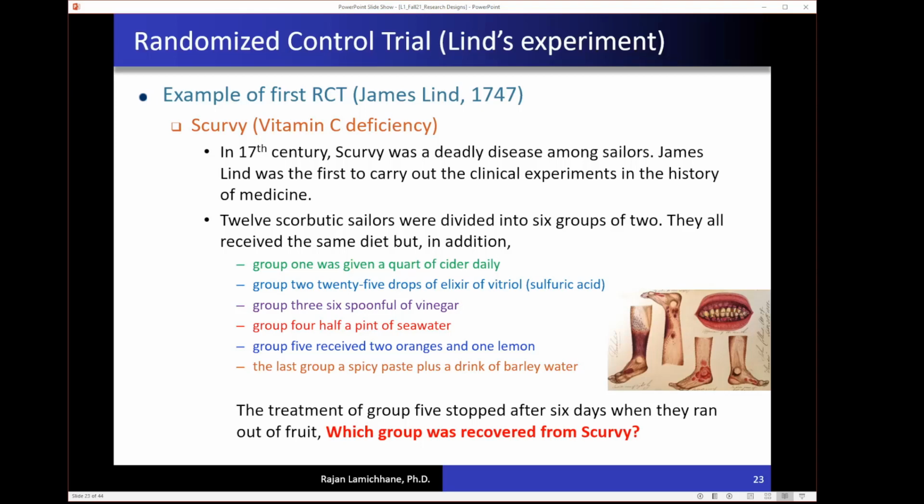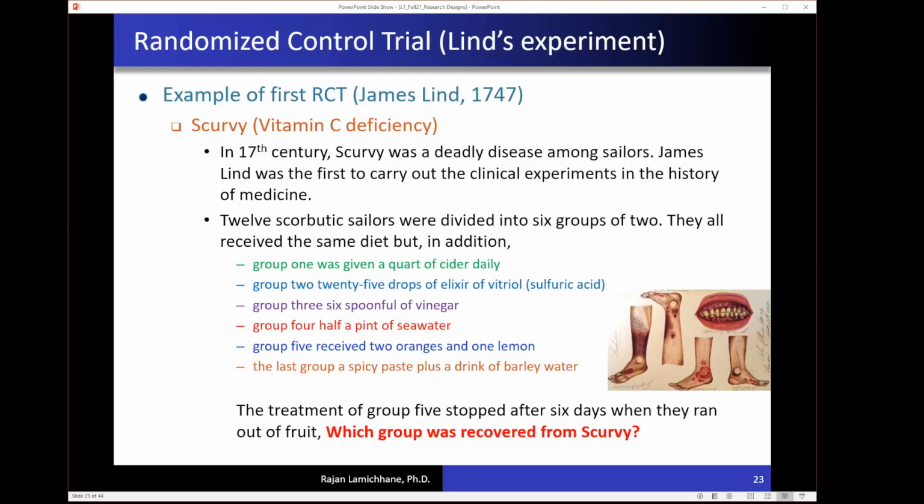James Lind was the first to carry out a clinical experiment in the history of medicine. In his experiment for scurvy, he selected 12 scorbutic sailors and divided them into 6 different groups, and for each group he gave a different diet. One group was given a quart of cider, another group was given 25 drops of elixir of vitriol, or sulfuric acid, and the third group was given 3 spoonfuls of vinegar. The fourth group was given half a pint of seawater.